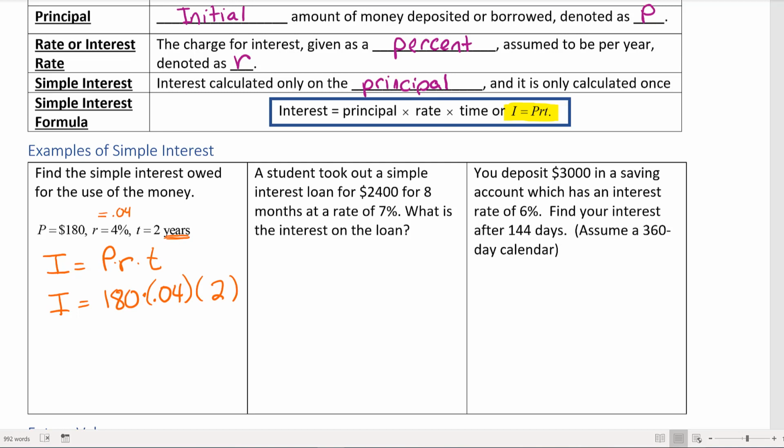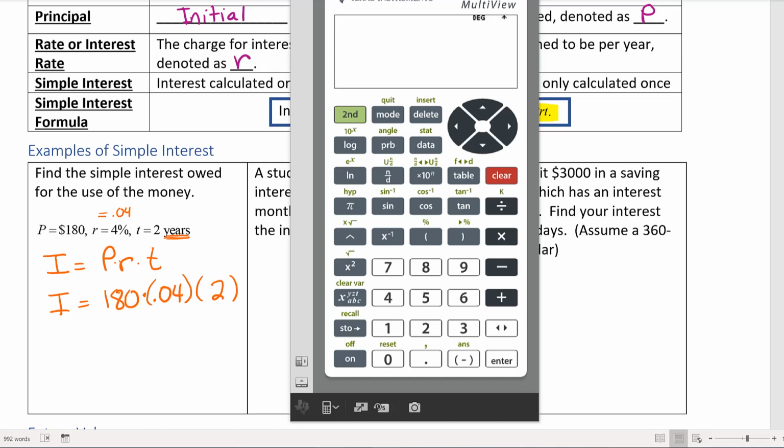So now I need to get out my calculator. Now there's lots of different calculators that you could use, scientific or 4-function. I'm going to show you 2 different ones in this video so far. I have 180 times 0.04 times 2, and that got me 14.4.